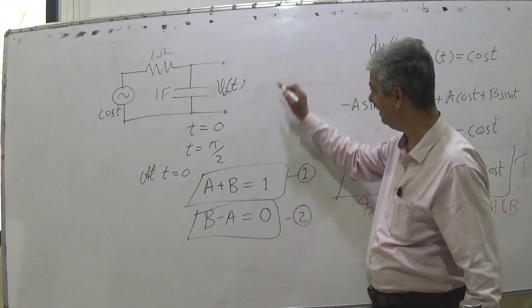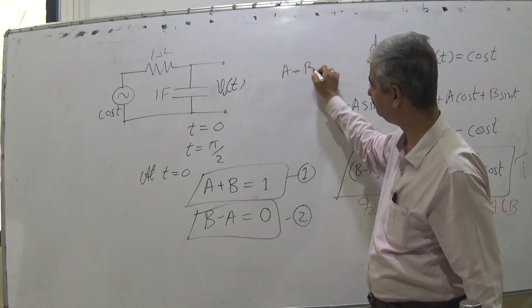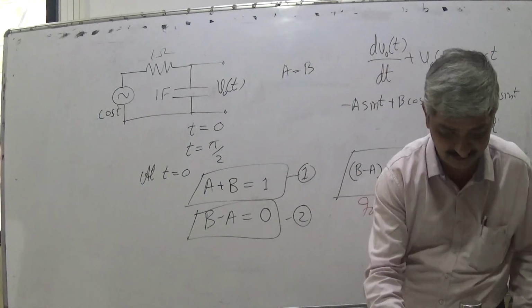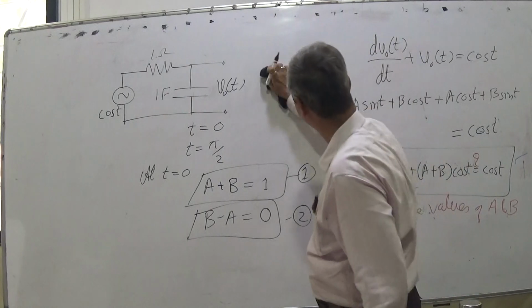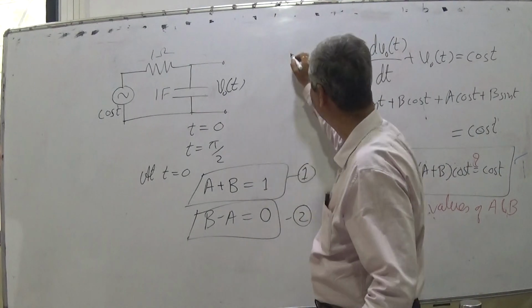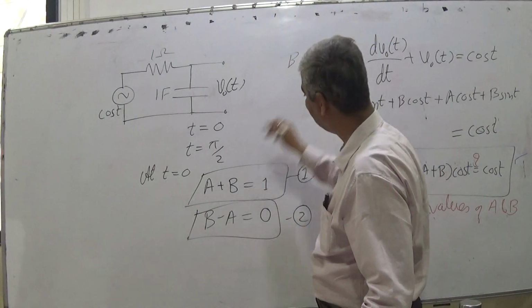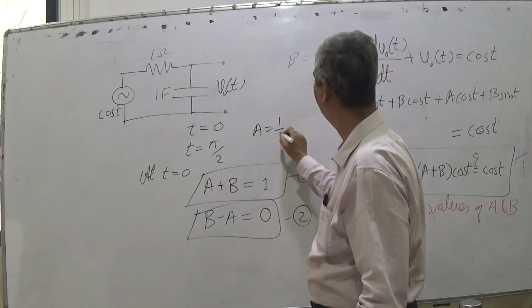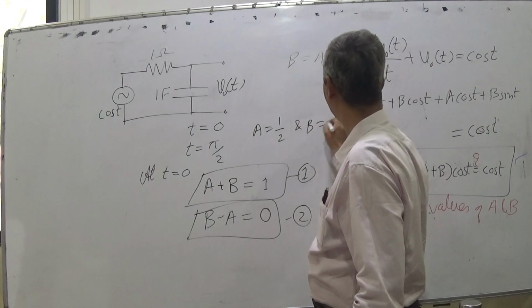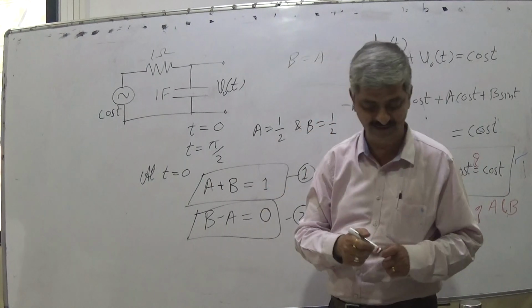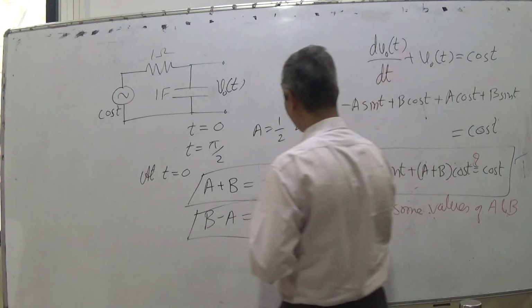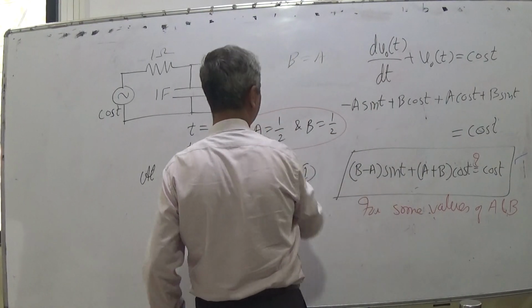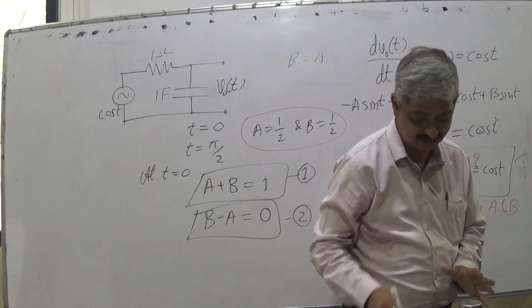Using this equation, a is equal to b, or rather we replace so that b equals a. Putting that here, a plus a is 1, so a is half and b is half is the solution.